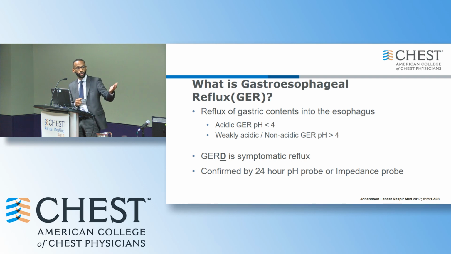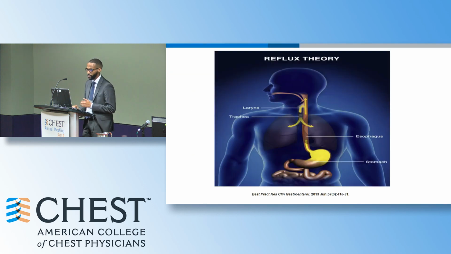and even occasionally bacteria. GERD is when reflux becomes symptomatic. So that's going to be heartburn, regurgitation, cough. You can confirm acidic reflux by a 24-hour pH probe, and with impedance testing, you can diagnose either acidic or weakly acidic reflux. So reflux itself is not of concern. It's when reflux becomes microaspiration that we're concerned in idiopathic pulmonary fibrosis.